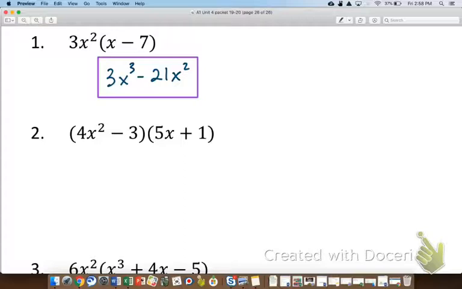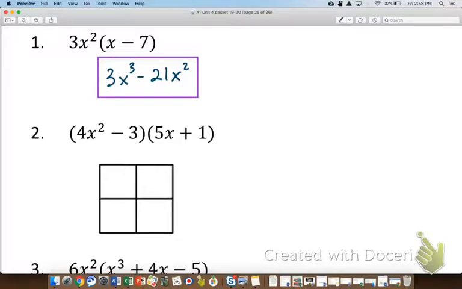So what this means, very simply, is that our box is going to have to look a little bit different. So check this out. The box would look like this. And since it's a binomial times a binomial, it'd be, listen please, a 2 by 2 box instead of a 1 by 2 or a 1 by 4.